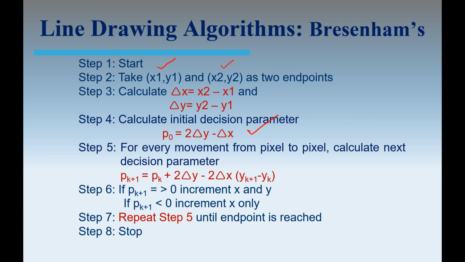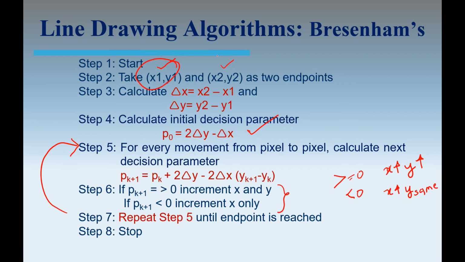All right, and here is the most important part. If the resultant decision parameter pk is greater than or equal to 0, x will be incremented and y will also be incremented. Try to remember this. And if the calculated decision parameter is less than 0, x will be incremented and y will remain the same. After this we will repeat the steps until we reach the other endpoint. We will start from here, and until we reach here, we will repeat from step 5. All right, this is your algorithm.